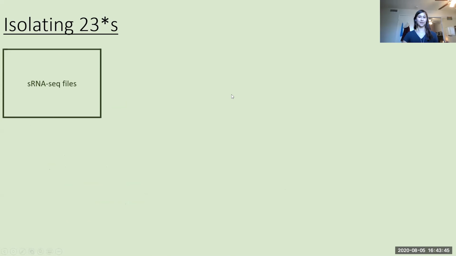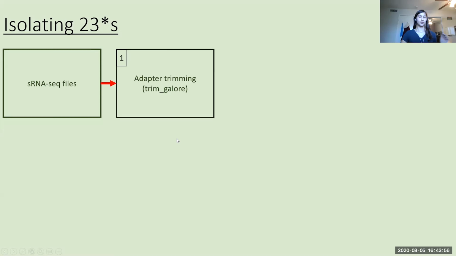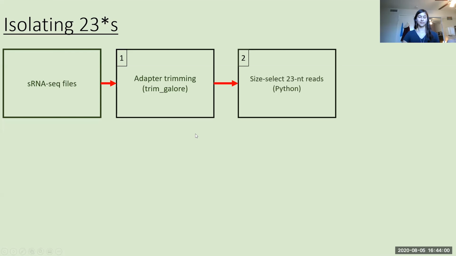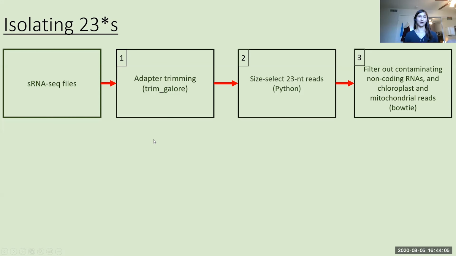So this is basically a pipeline for how I isolate 23 star reads from small RNA data. So I start with raw small RNA sequencing data files, which are originally ligated to adapters for sequencing. So I use a command line tool to remove these adapters. And from there, I can use a Python script to select 23 nucleotide reads, and then use another command line tool to filter out a variety of different contaminating RNA reads.